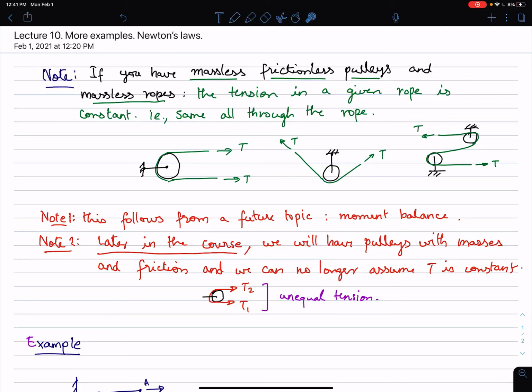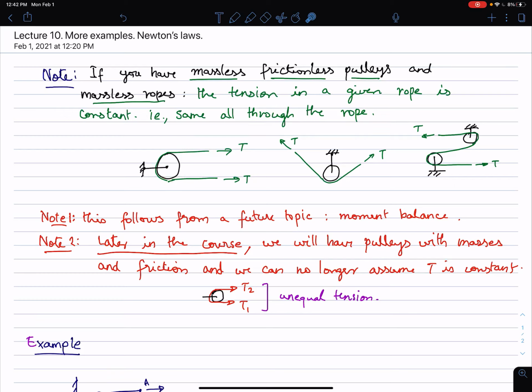Okay, before we start the next example, let me talk briefly about these things that we call massless frictionless pulleys and massless ropes. So imagine this pulley. This pulley is frictionless, which means that the axle here is frictionless, and then the rope also goes over the pulley in a frictionless manner. The rope is massless, the pulley is massless as well.